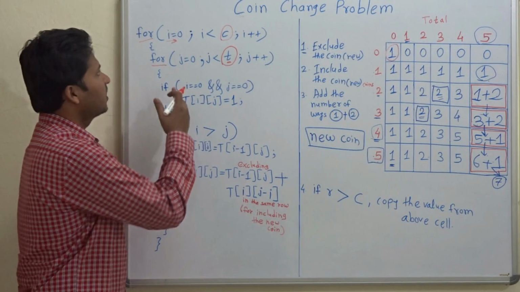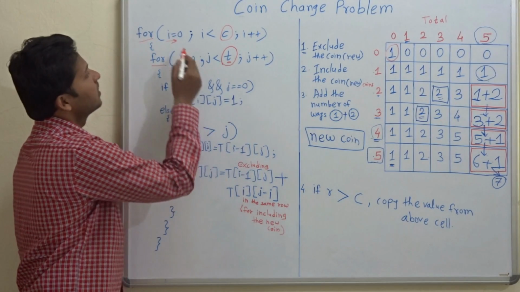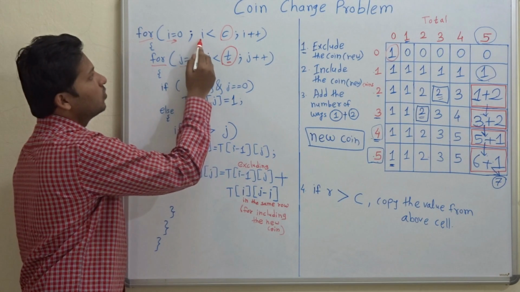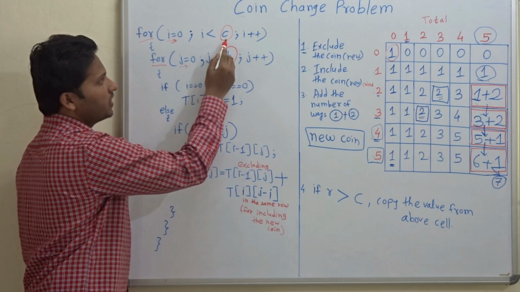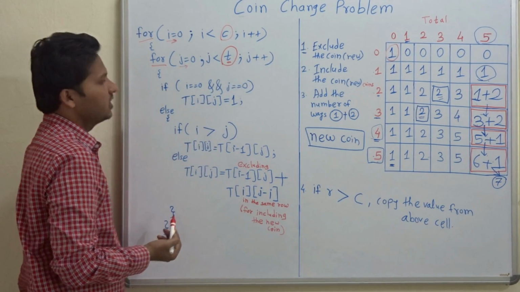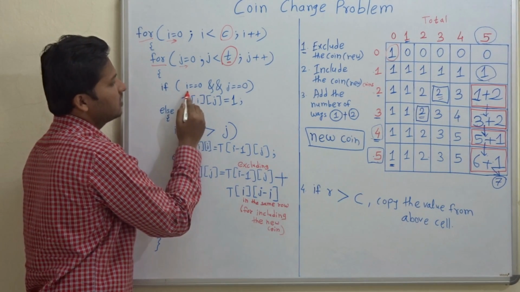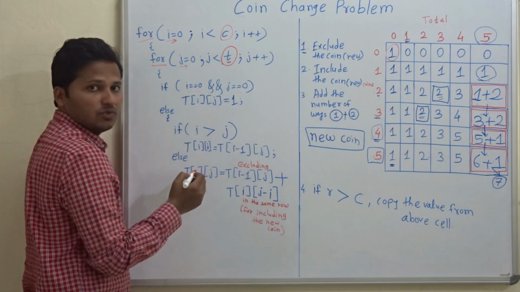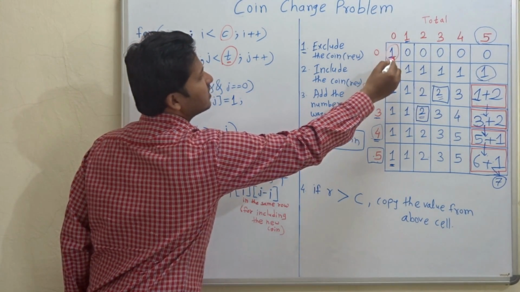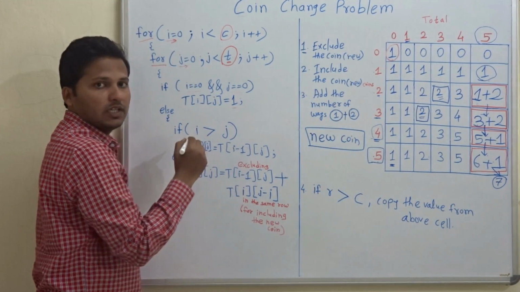So here is the program now. These are the two for loops for this matrix. i traces the row and j traces the column. i goes up to the number of coins and j goes up to the total which we have to make. Inside the for loops, here is the condition i equal to 0, j equal to 0. This means the base condition, the hypothetical condition. So this cell value we have to set it to 1.